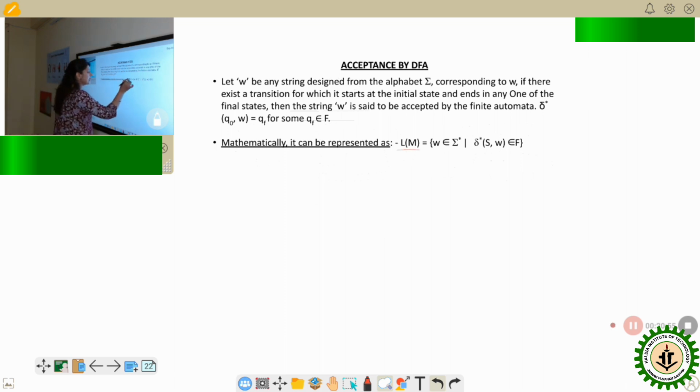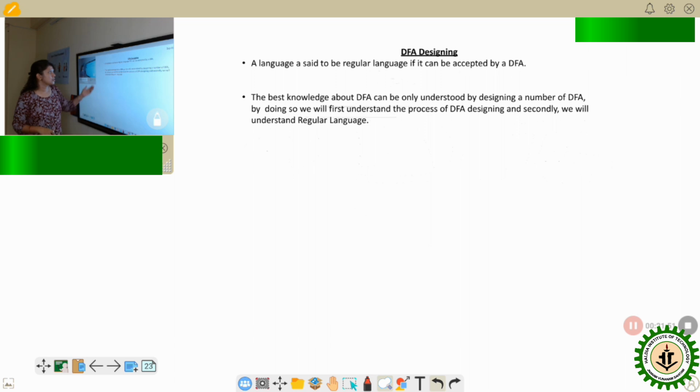Mathematically, that is L(M). M means particular, that is called membership function. L(M) means the language of M. What is M? Here M is a machine, or you can say DFA. The language of the DFA is the set of W belonging to sigma star, such that delta star of the initial state comma W belongs to the final states. That means if we apply W, a collection of input symbols, on the initial state, we are going to reach a final state. Okay, is that clear to you? So a language is said to be a regular language if it can be accepted by a DFA.